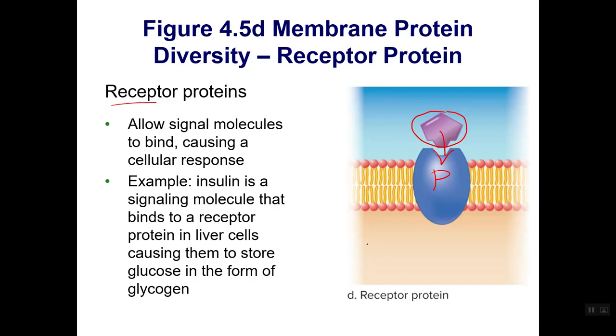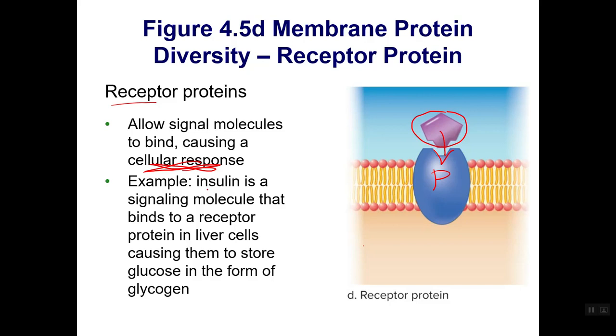Typically, that response is a very long cascade of events. So we won't go into any one particular one in a lot of detail because there's just so much, a lot of different chemical reactions that occur back to back to back that lead to some kind of result. So again, receptor proteins lead to a cellular response. That's what you need to know.